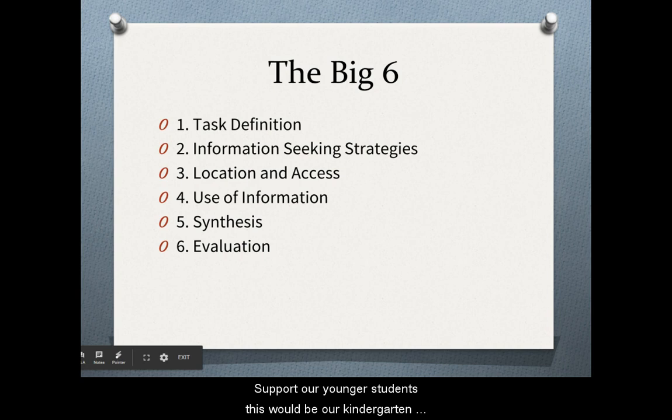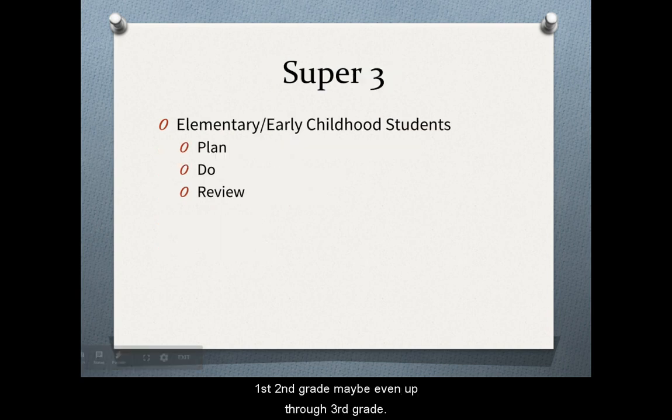So for our younger students, this would be our kindergarten, 1st, 2nd grade, maybe even up through 3rd grade, there's just the Super 3, and it's plan, do, review. They plan whatever topic or question they want to answer, and they do the little research, and then they kind of review and decide whether or not they've answered their question and done what they needed to. So you can break it down even further. And there's a great website I'll share in just a few minutes that has all kinds of resources, lesson ideas, whether it's for the Big Six model or for the Super 3, depending on what grade level you are involved.